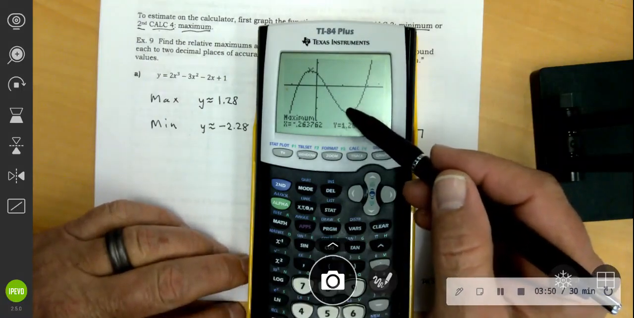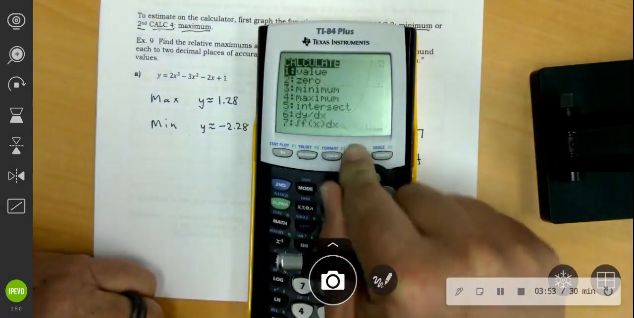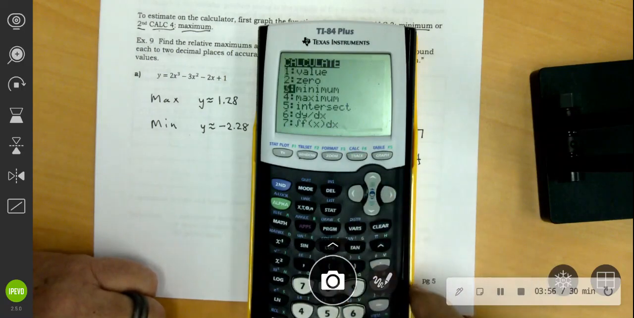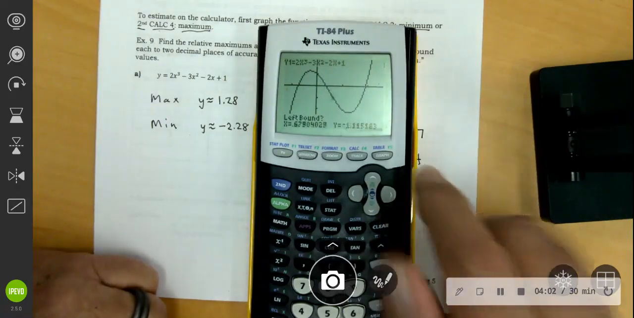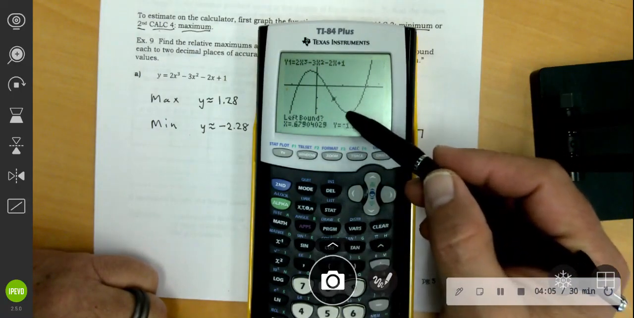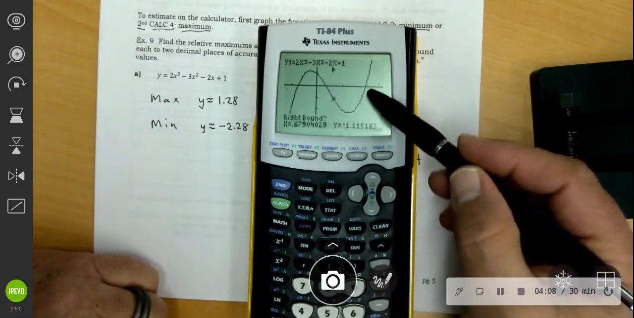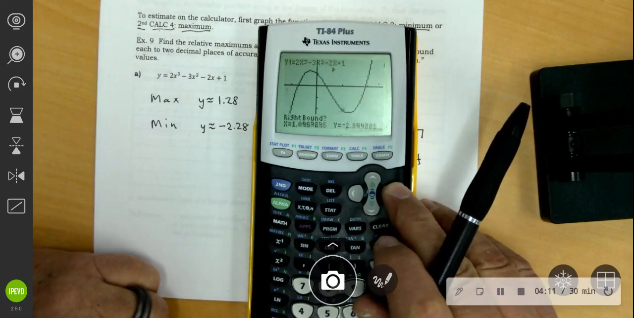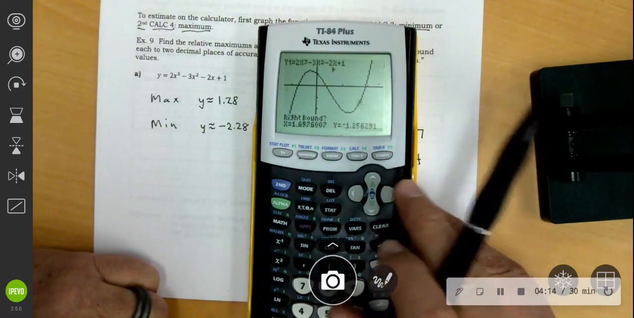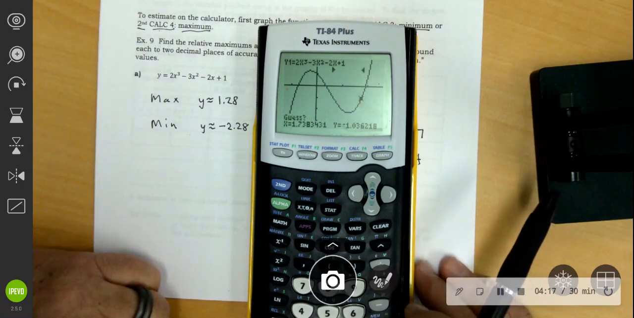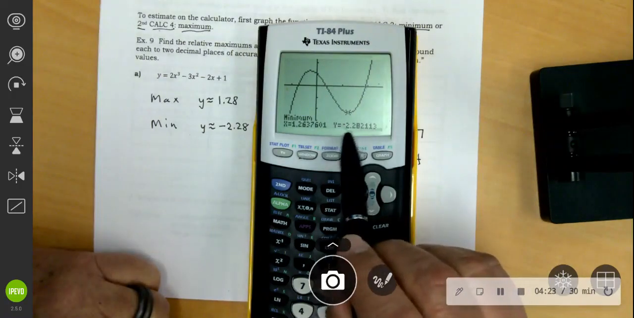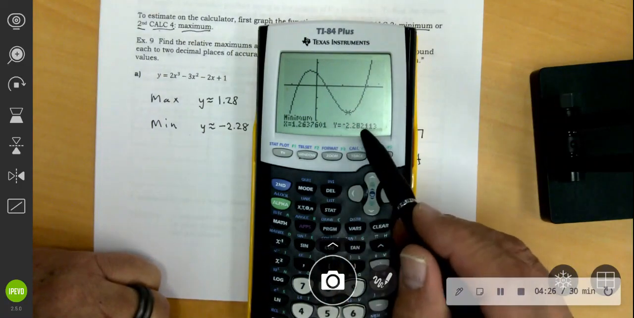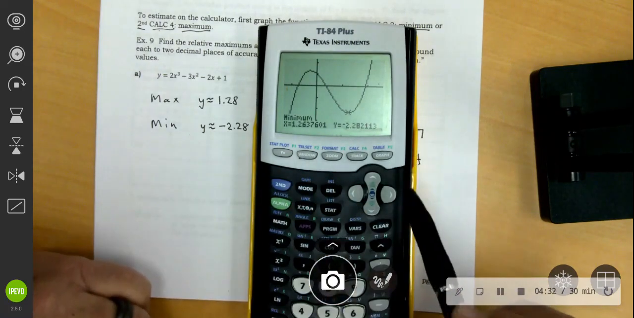Now we're going to find this minimum. You go second, calculate, choice 3, there's the difference. And you want to go to the left side of the valley. Okay, the cursor is now blinking over here on the left side of that valley. Hit enter. Now it wants you to cross over to the right-hand side of the valley. So use your right arrow. Go on over there, and sometime when you're over on that side over there, hit enter. And just hit enter again when it says guess. And it should go down there, and here's your minimum height, negative 2.28. If that were a 5 or higher, I would say negative 2.29, but negative 2.28 is the correct answer.